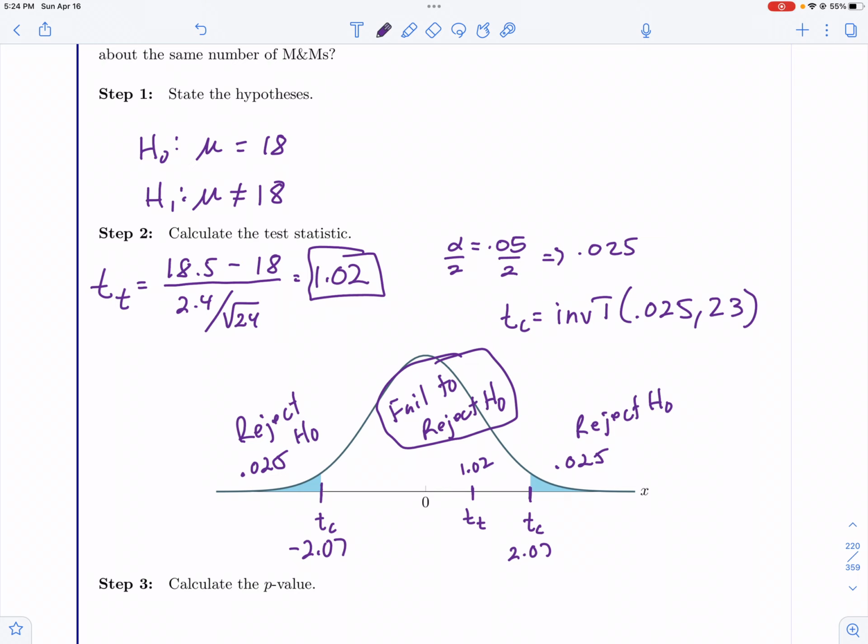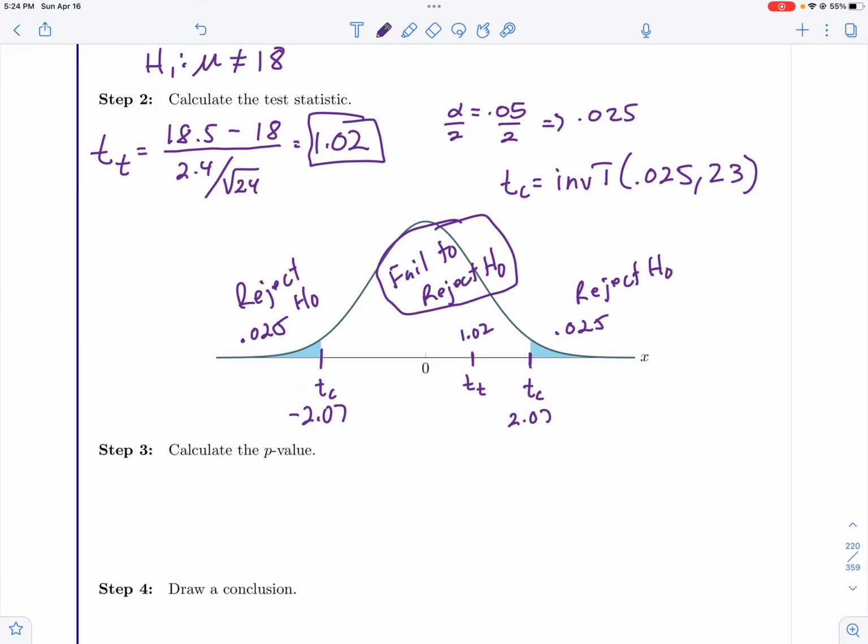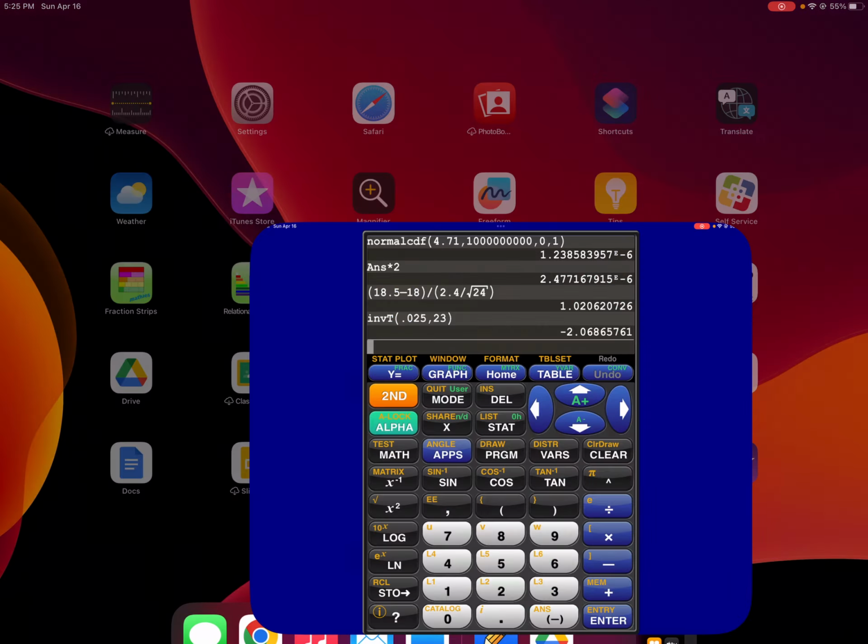So now let's do our p-value and confirm that this is actually true in this case. So to do our p-value, we're going to do TCDF, our 1.02, and then some ridiculously big number. And then again, we're doing our degrees of freedom, so comma 23. And then since this is a two-tailed test, we want to multiply whatever answer we get from this by 2. All right, so let's throw this in the calculator here and see if this is less than alpha.